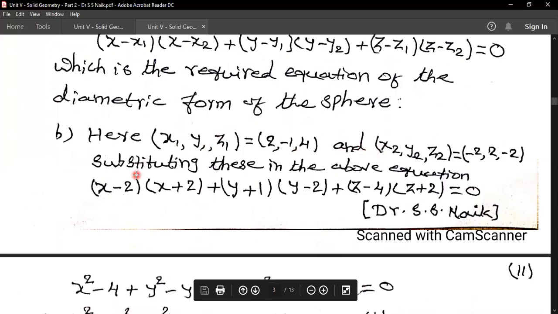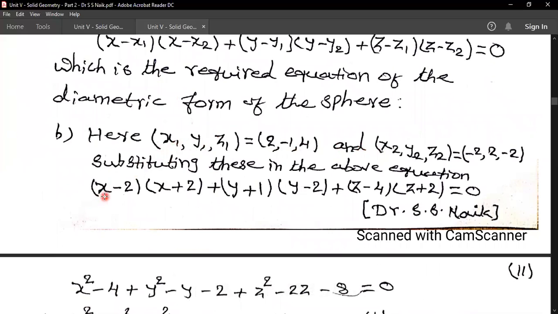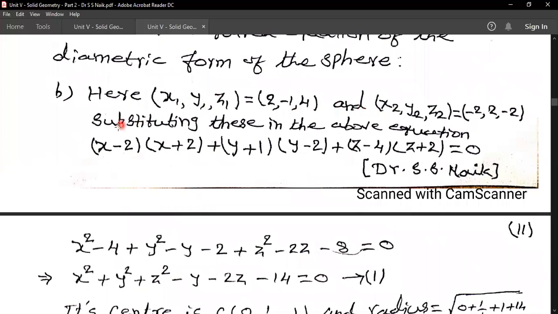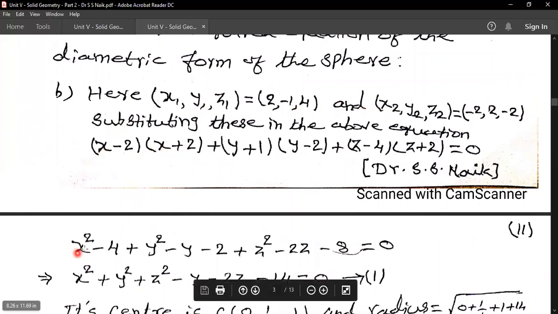So substituting these values, this becomes (x minus 2)(x plus 2) plus (y plus 1)(y minus 2) plus (z minus 4)(z plus 2) is equal to 0. Now, if you simplify this equation, x into x is x square. Then this is 2 into minus 2; a minus b into a plus b is a square minus b square, so x square minus 4.